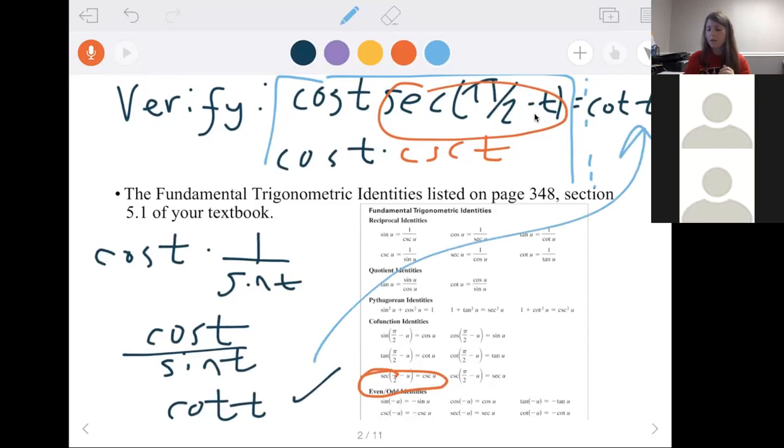Other ones that were more requested for the verified identities, in addition to the cofunction, were also ones that were dealing more with cosecants, secants, cotangents, rather than just ones that focus on sine and cosine. So before I go on to a new one, any questions on this one to drop into our box or to ask?